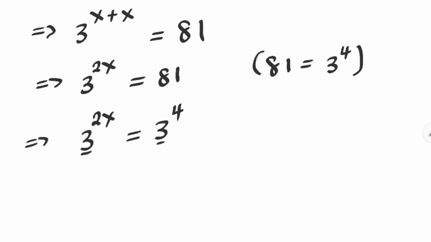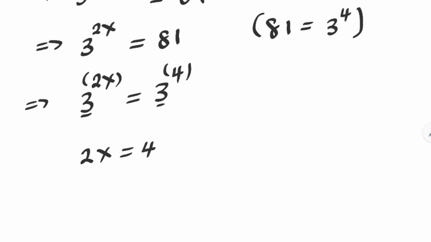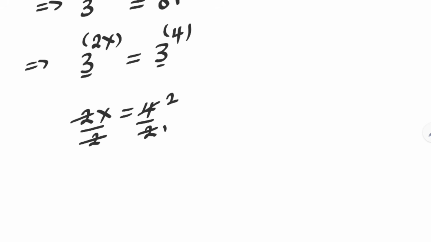They have the same base 3. We consider the exponent here. 2x is equal to 4. We are looking for the value of x. Let us divide both sides by 2. This divided by 2, this divided by 2. These two cancel these two. 2 here, 1, 2 here, 2. x is equal to 2. This is the value of x.